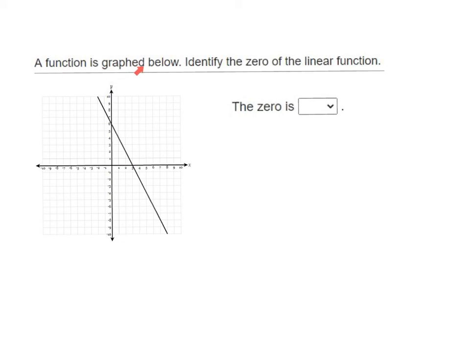Okay, this says a function is graphed below. Identify the 0 of the linear function. The 0 is another way of saying the x-intercept. So where does this graph cross the x-axis? And it is right here. I'm going to highlight that point, and it is at 3. So the 0 is 3. Now it is an ordered pair. So when x is 3, the output is 0. The y is 0. That's why we call it a 0. So in this function, when you plug in a 3, your input is 3, your output is 0. The 0 of this function is 3.